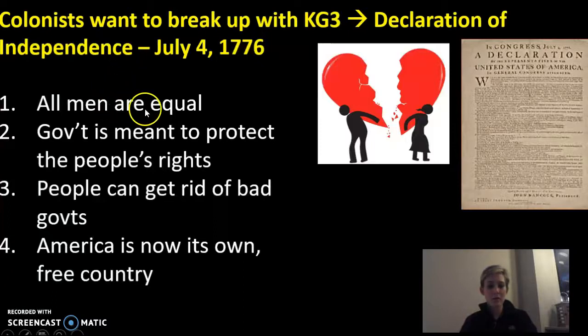First of all, it said that all men are created equal. And they should have found that word equal. It also says that government is meant to protect the people's rights. Right in this word rights. And if the government doesn't do that, people can get rid of that bad government. And the 4th thing it says, and probably the most important thing from this document, is that America is now its own free country. So take that, King George. Go ahead and highlight this 4th one because it's probably the most important one here.